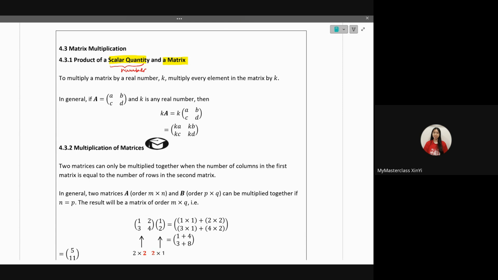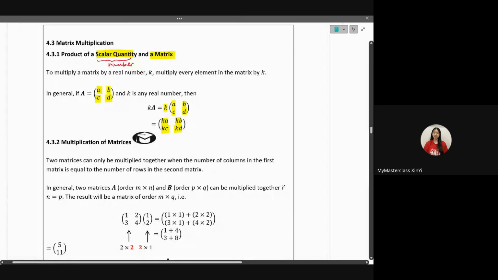So let's say in general, you have matrix A with all of these elements. Then you're going to just multiply k to each of these entries so that you have ka, kb, kc, and kd. Okay, so that's for scalar multiplication of a matrix.